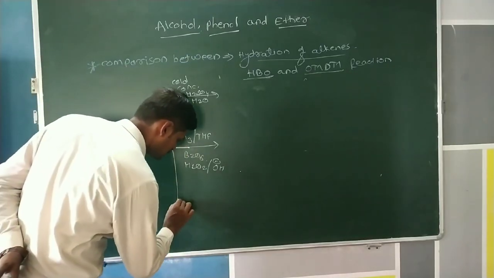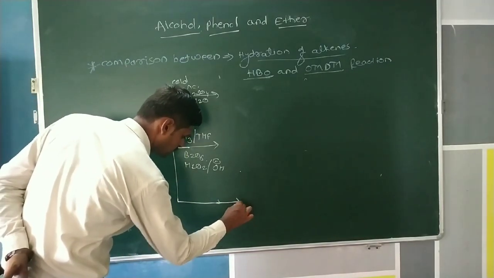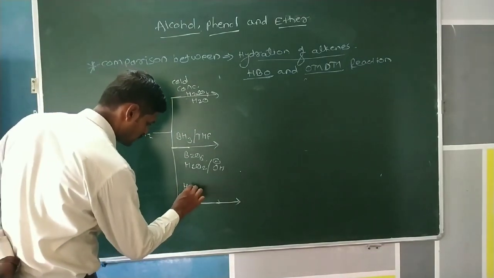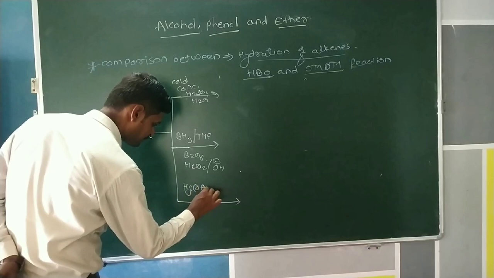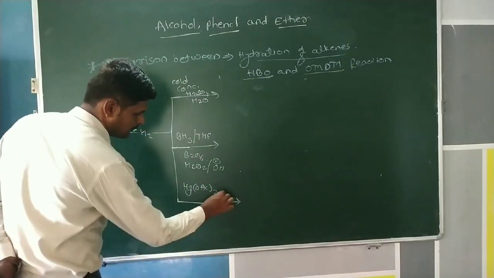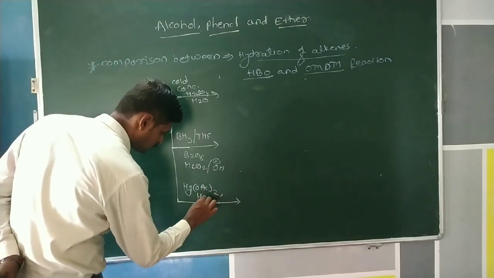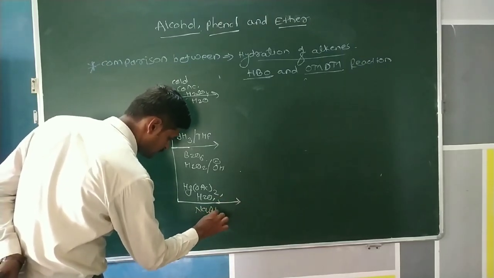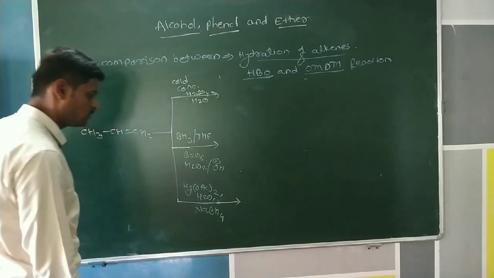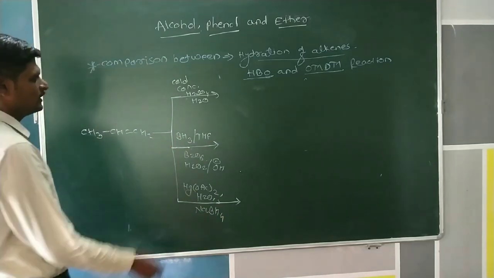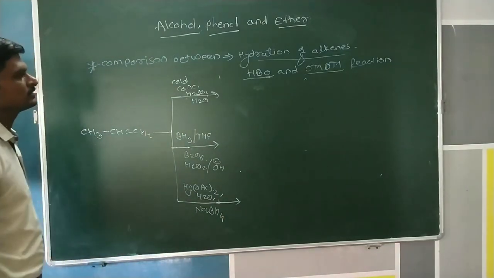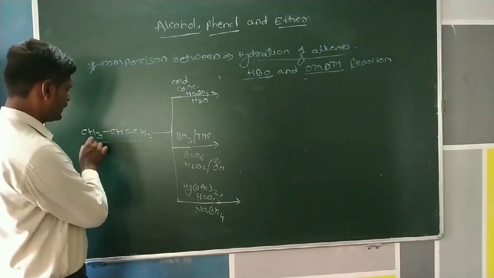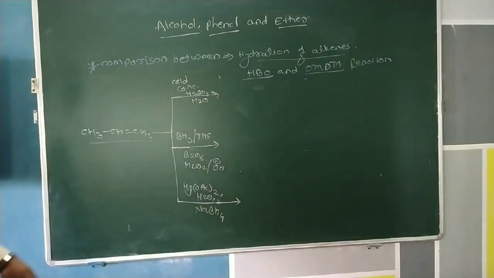And the third reaction is the oxymercuration and demercuration reaction. In this, mercuric acetate is used, after that it undergoes hydrolysis, and after that it undergoes the reduction reaction by using sodium borohydride. By using these three different reactions, you can write the product of this reactant.